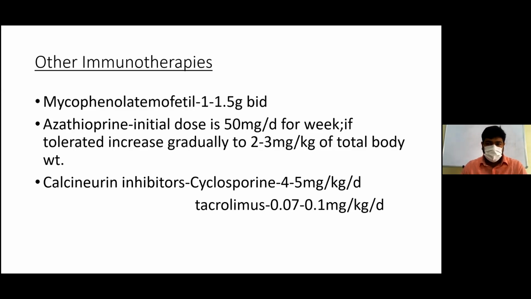Calcineurin inhibitors. Cyclosporin 4 to 5 milligrams per kg per day. Tacrolimus 0.07 to 0.1 milligrams per kg per day. These calcineurin inhibitors work rapidly when compared to mycophenolate mofetil and azathioprine, but these are usually associated with side effects such as hypertension and nephrotoxicity.